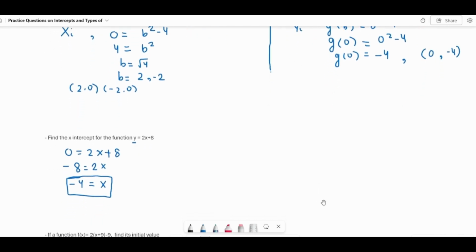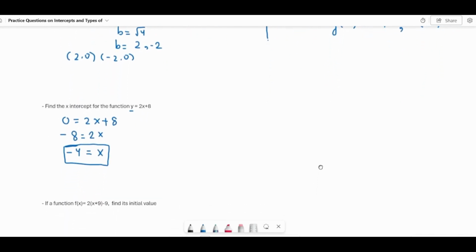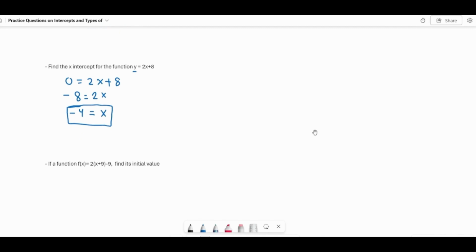It will be the last one from this topic. So here they are saying if a function f of x equals 2 times x plus 9 minus 9, find its initial value. Now I have not explained to you what initial value is before this. Okay, so initial value is what? When your x is equal to 0, then what is f of 0? That is your initial value. F of 0 basically means y, right?